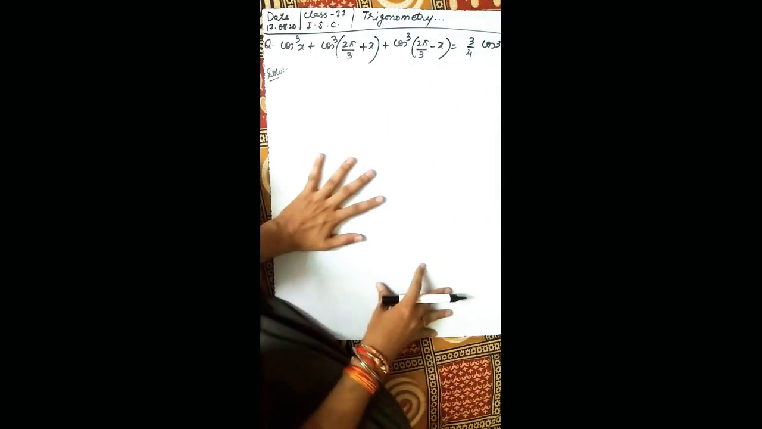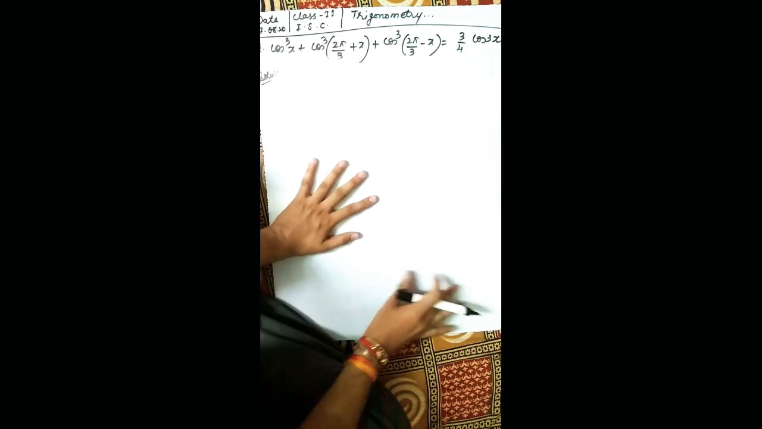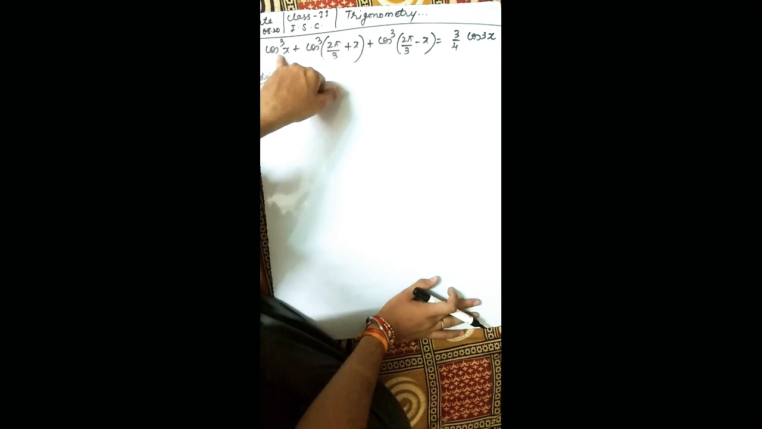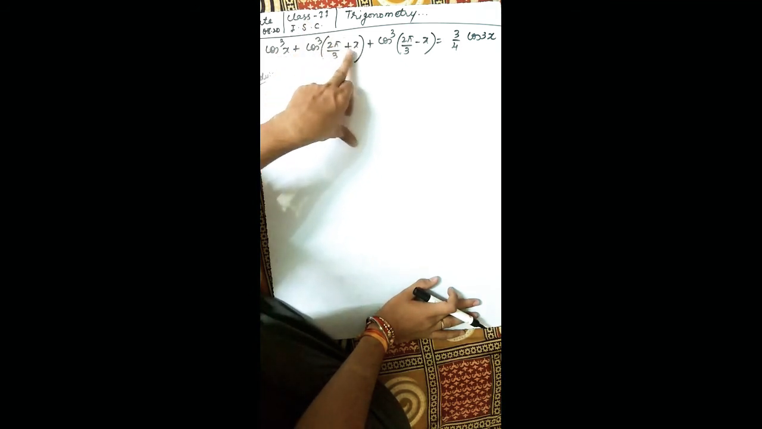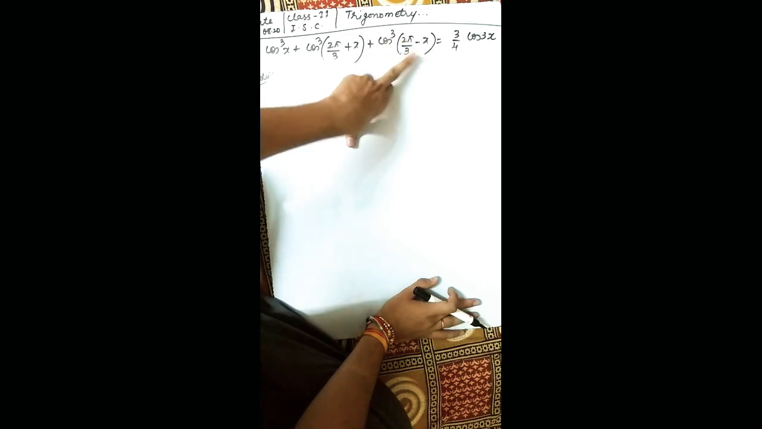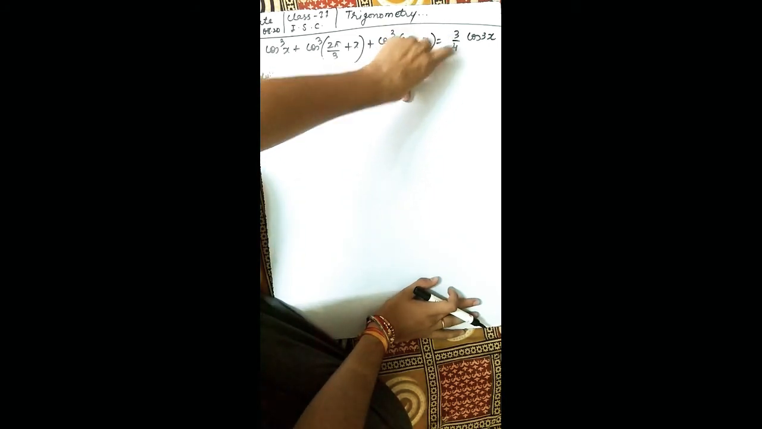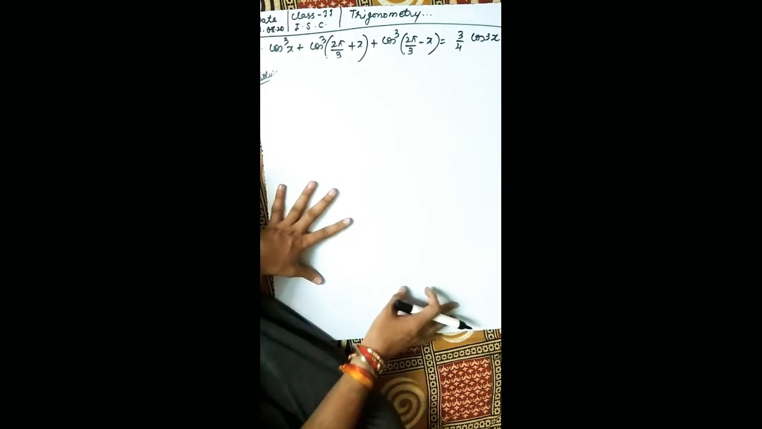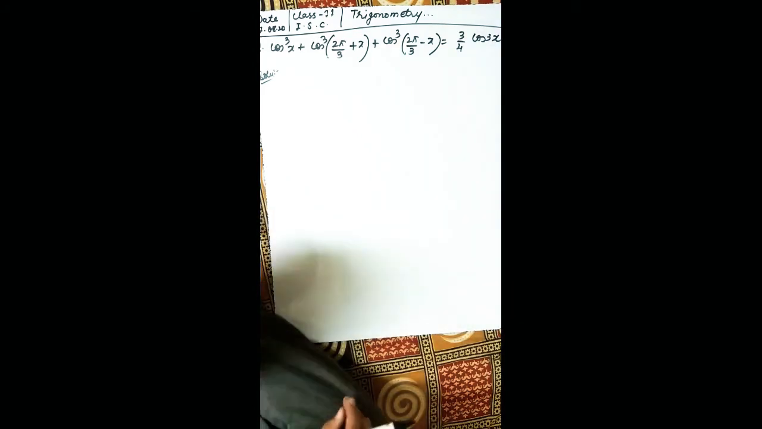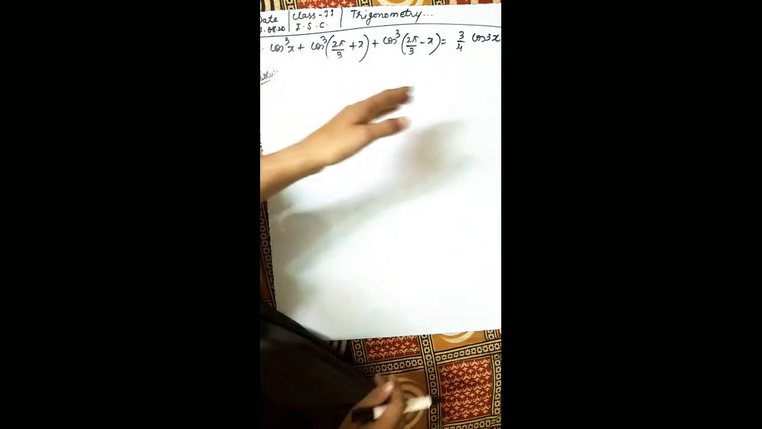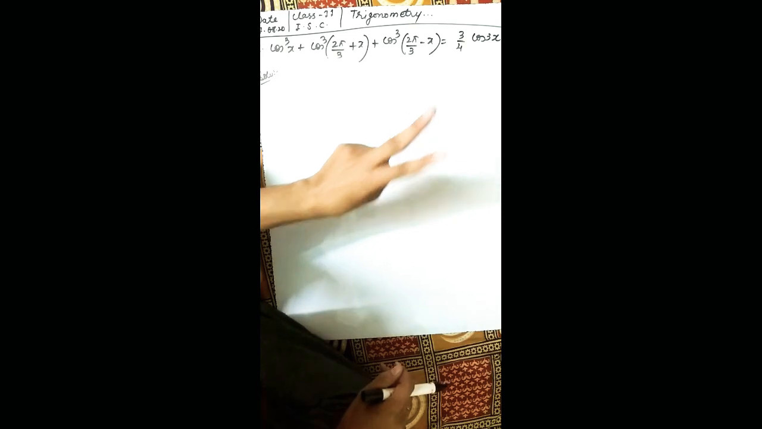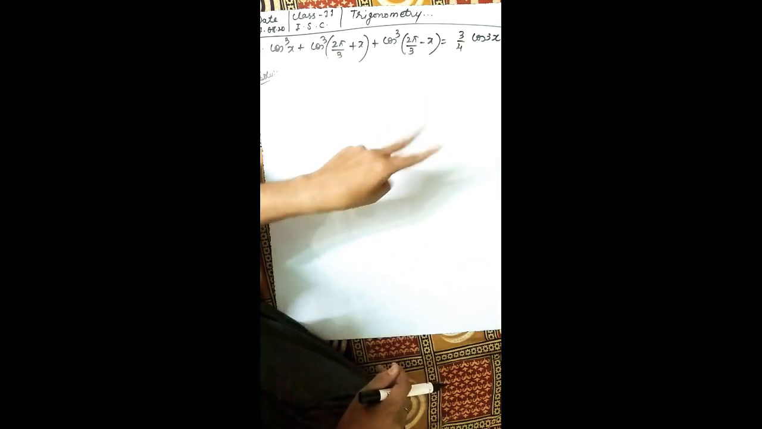Okay, now please try to focus on this question. It says cos cube x plus cos cube (2 pi upon 3 plus x) plus cos cube (2 pi upon 3 minus x) is equal to 3 by 4 cos 3x. This is the question. Okay, now in this question, you can solve this question by two ways. You have two ways to solve this question.